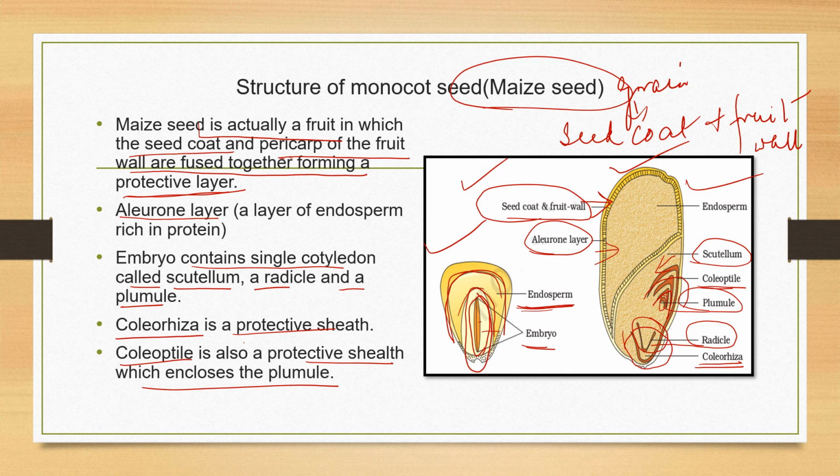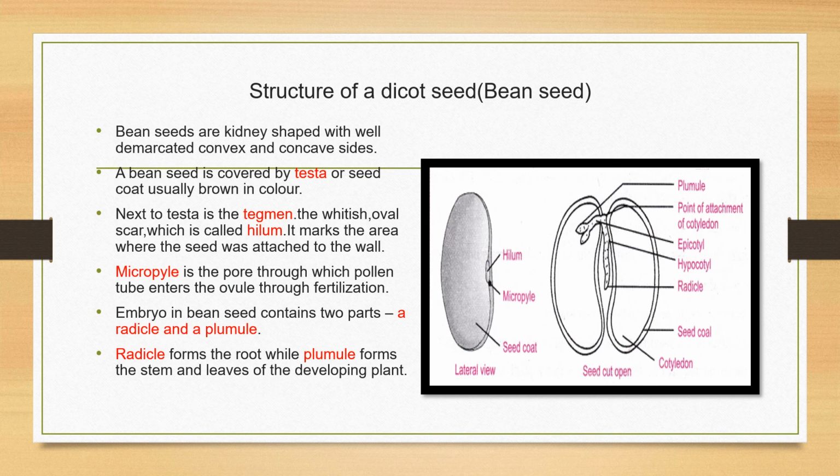Now we'll move on to the structure of a dicot seed. We have taken the example of a bean seed here. So what is the speciality of the bean seed? It is a seed which is easy to handle, it is kidney shaped, and it is well demarcated by the concave and the convex sides.